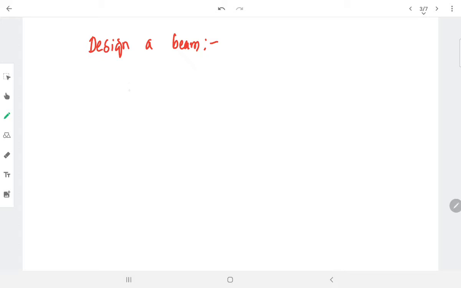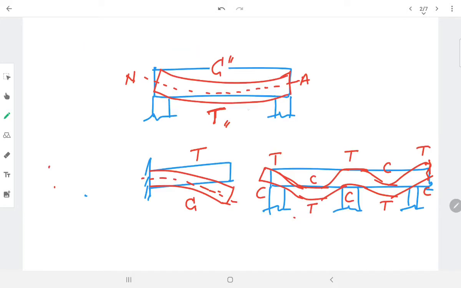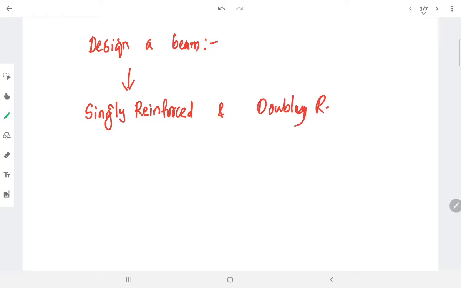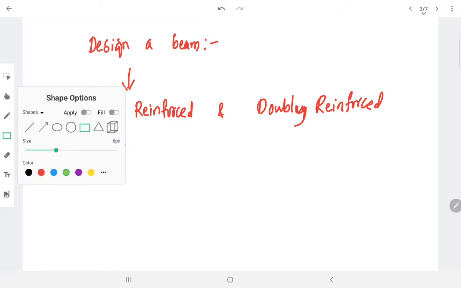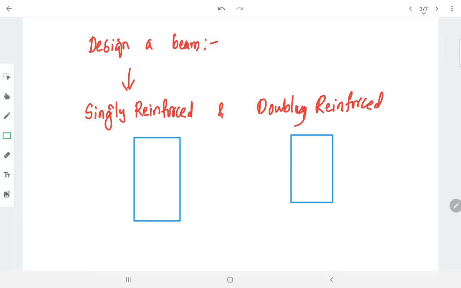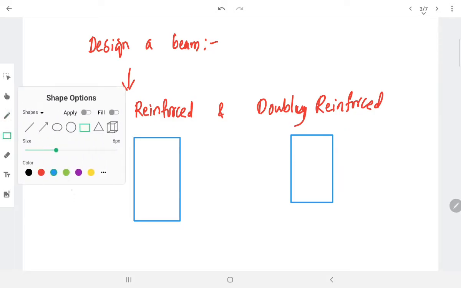Apart from this, based on the nature of the support, we have two types of beams, that is singly reinforced and doubly reinforced. We have discussed singly and doubly reinforced beams earlier.